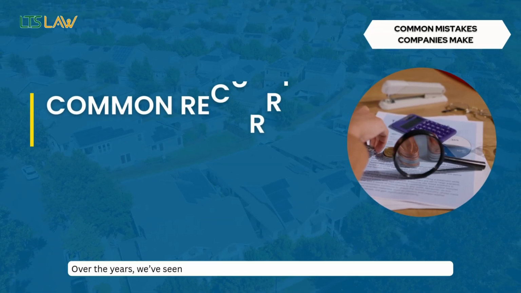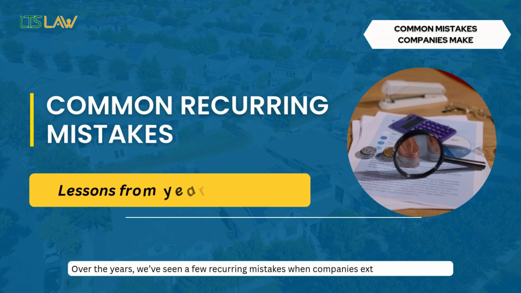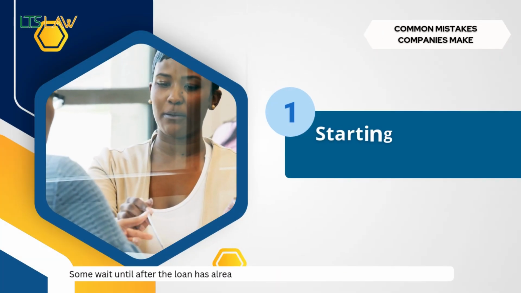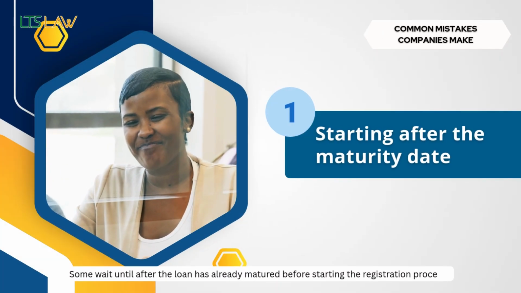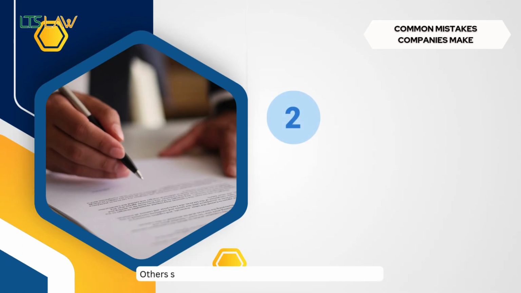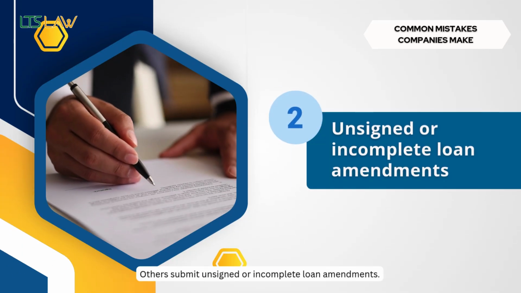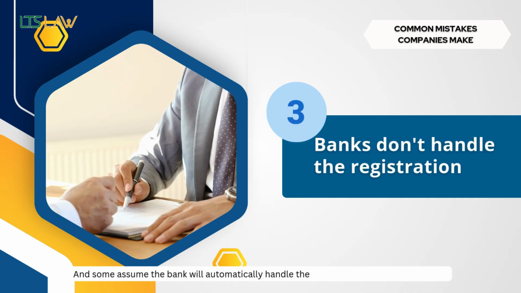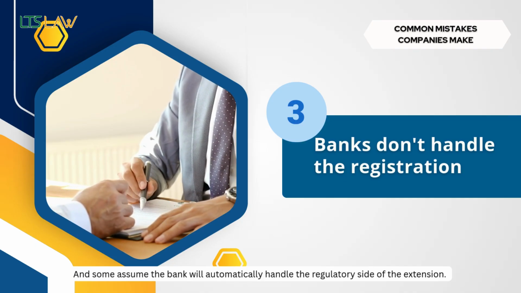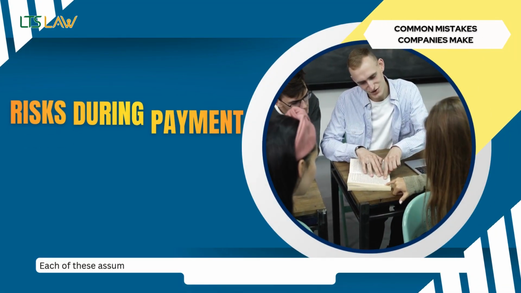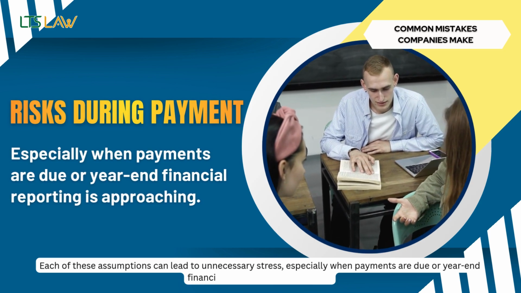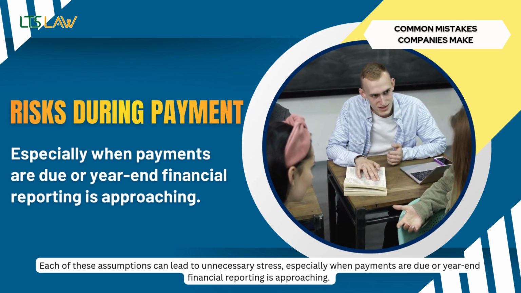Over the years, we've seen a few recurring mistakes when companies extend foreign loans. Some wait until after the loan has already matured before starting the registration process. Others submit unsigned or incomplete loan amendments. And some assume the bank will automatically handle the regulatory side of the extension. Each of these assumptions can lead to unnecessary stress, especially when payments are due or year-end financial reporting is approaching.